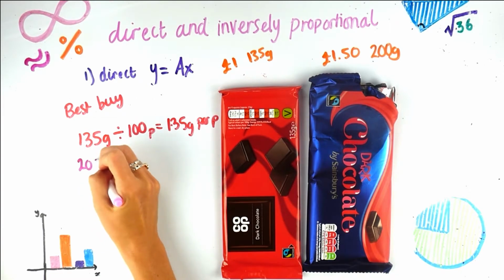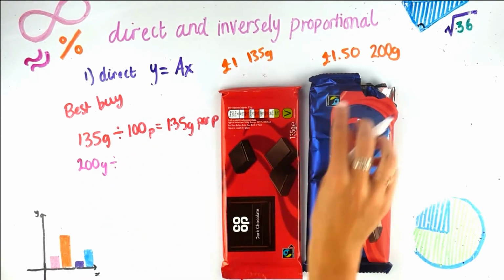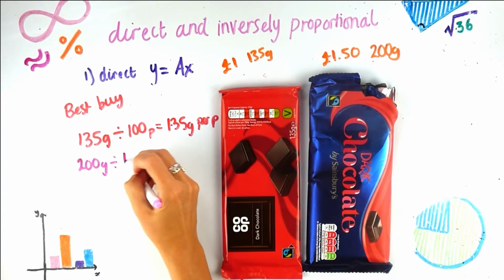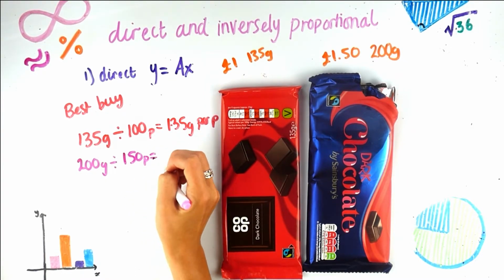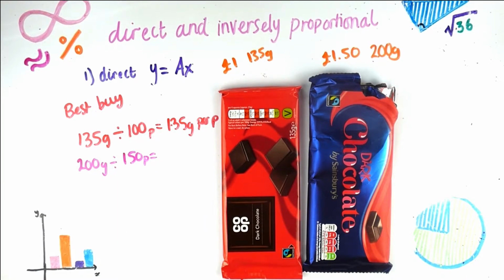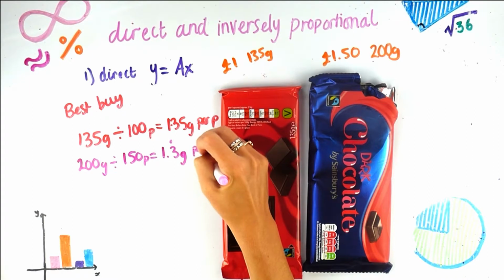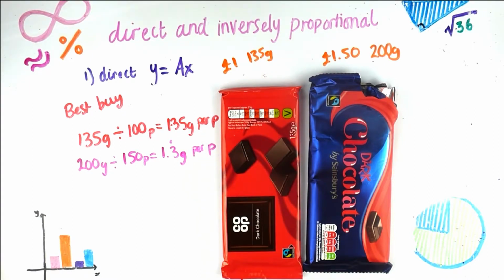So I have 200 grams this time, and I'm paying 150, no, I'm not, jeez. £1.50, so that's 150 pennies. So if I do that calculation, I end up with 1.3 recurring grams per penny. So which one do I get more per penny? So basically which value is higher.